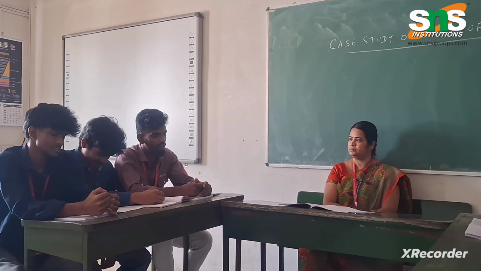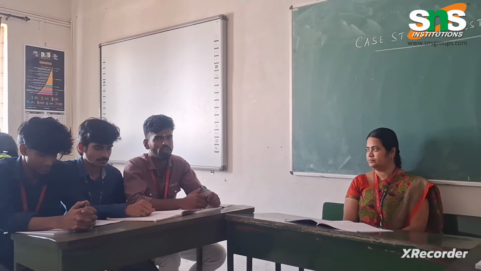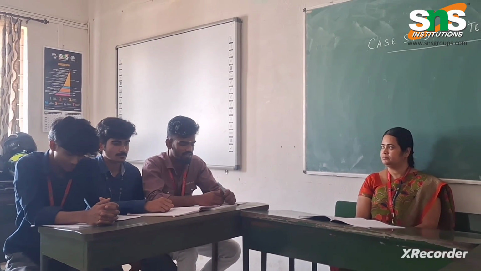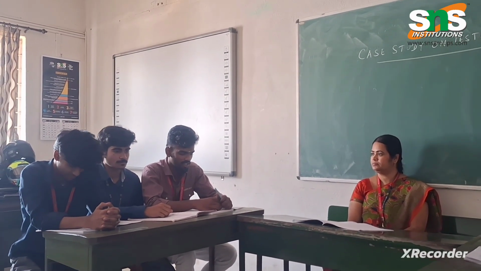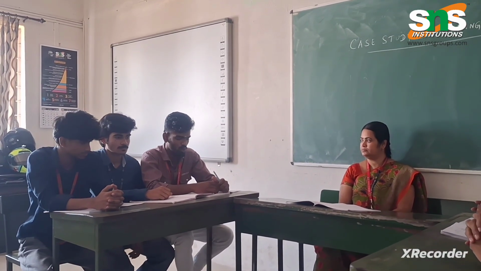Here we use the formula Z equal to x bar minus mu divided by sigma into root n, where x bar is the sample mean, which is 98 mm, mu is the population mean, 100 mm, sigma is the population standard deviation, 5 mm, and n is the sample size, 50. By calculating this, we get Z equal to minus 2.83.